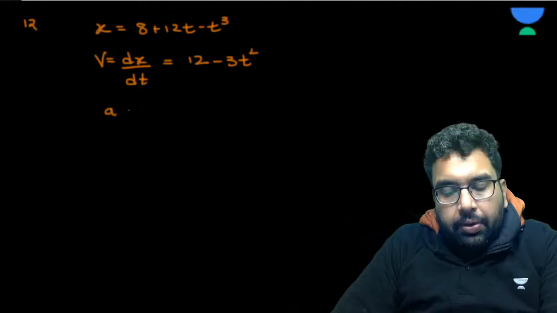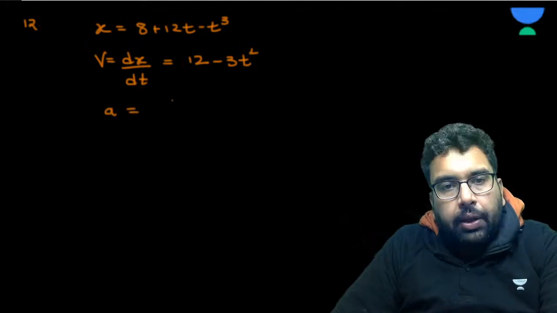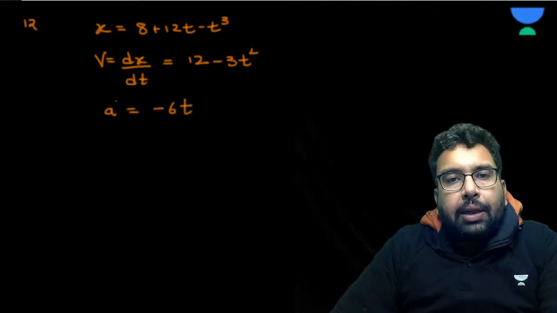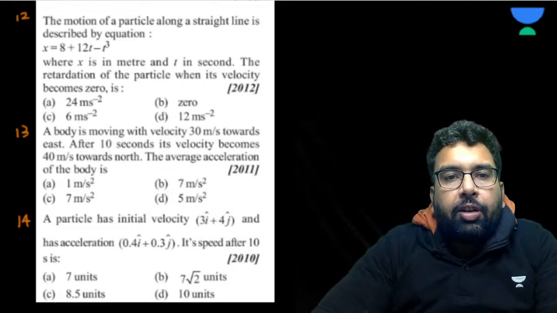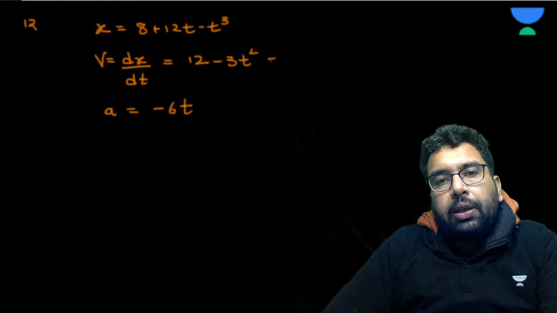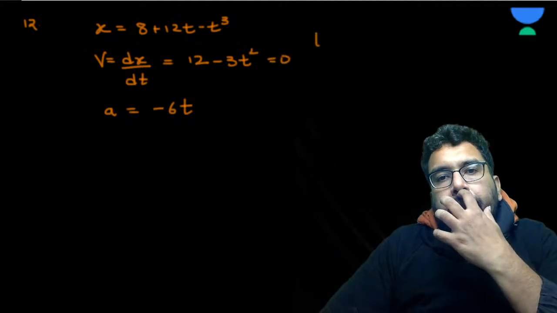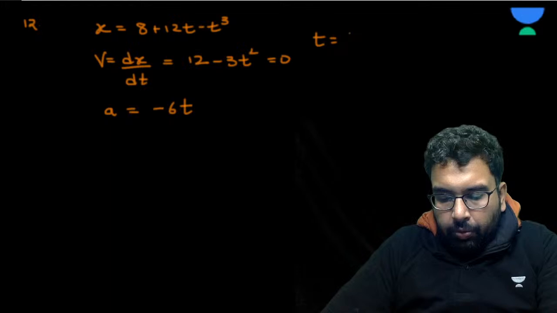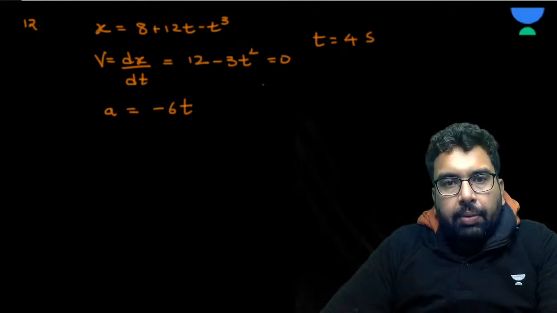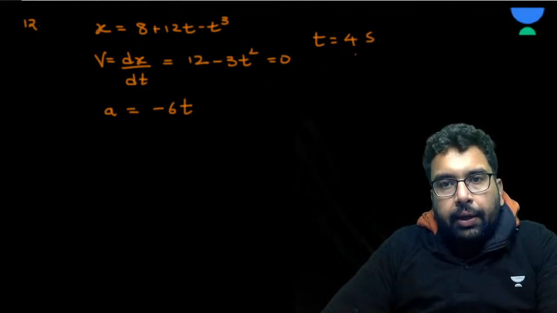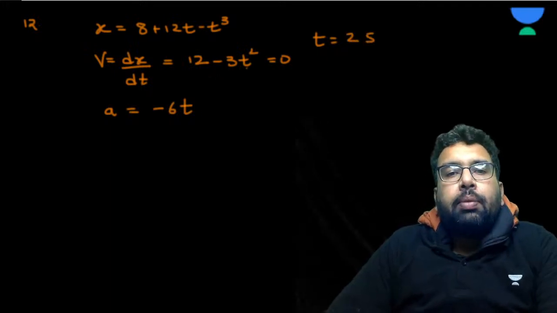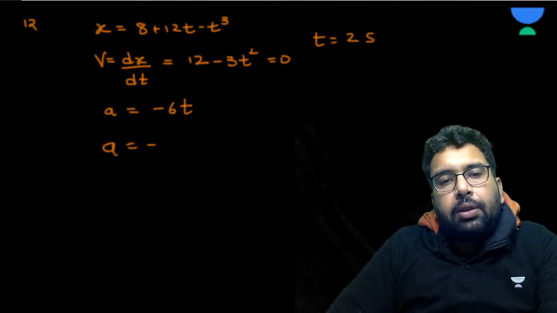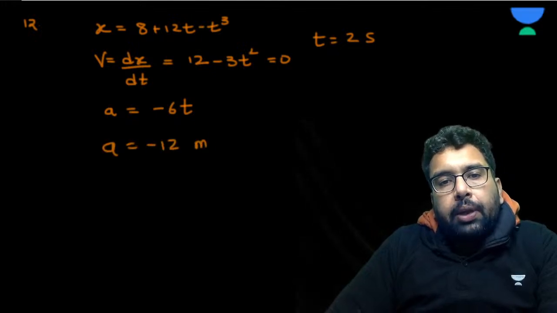And what will be the acceleration? Retardation and acceleration are the same thing only. So acceleration will become -6t, right? Now they are asking the retardation of the particle when velocity becomes 0. So if I set this to 0, t^2 will become 4, so t will become 2 seconds. So 12 by 3 is 4, so t will become 2 seconds. So acceleration will be -12 meter per second square.